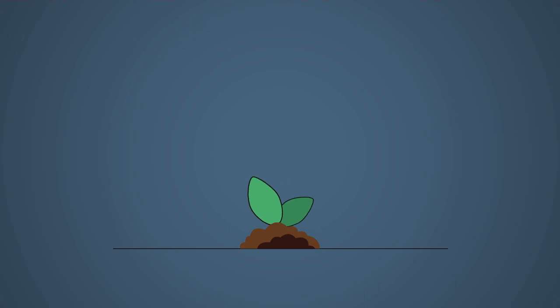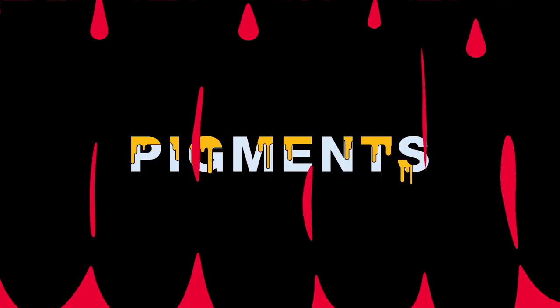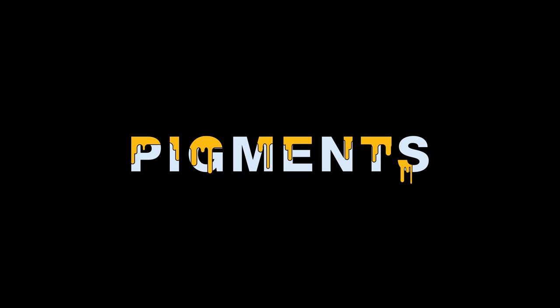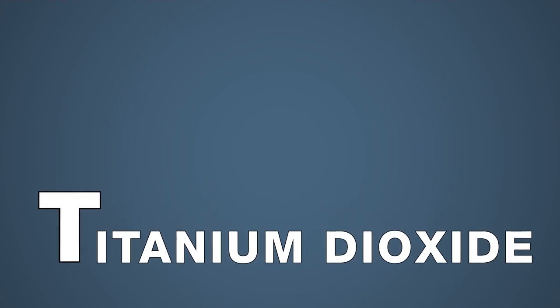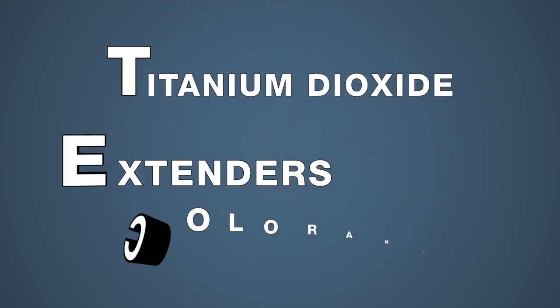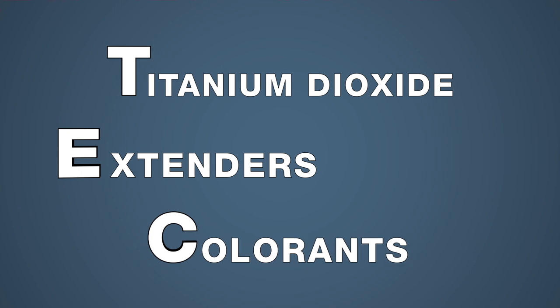So, going back to our other components, the second key ingredient in a can of paint are pigments. There are three primary pigment types: titanium dioxide, extenders, and colorants. Each has a different purpose and use in the industry.